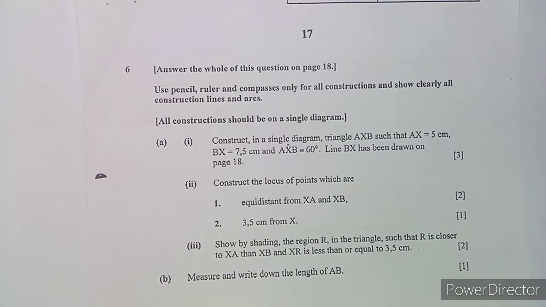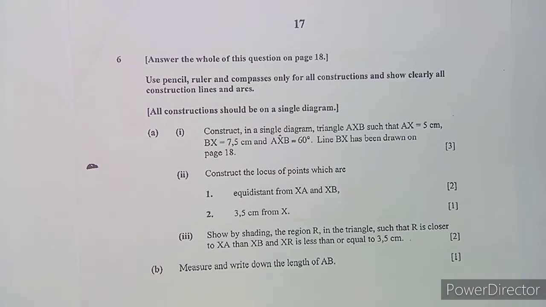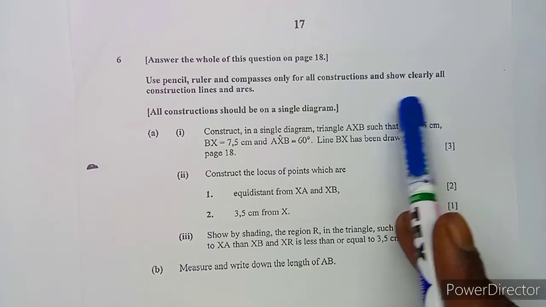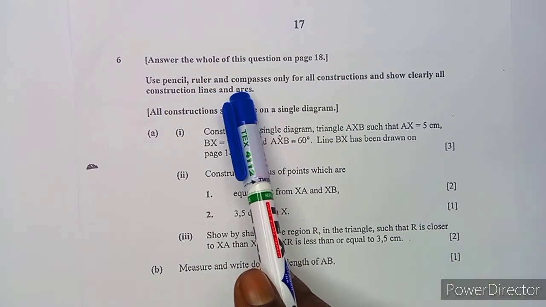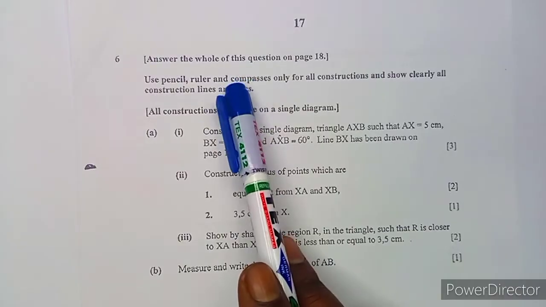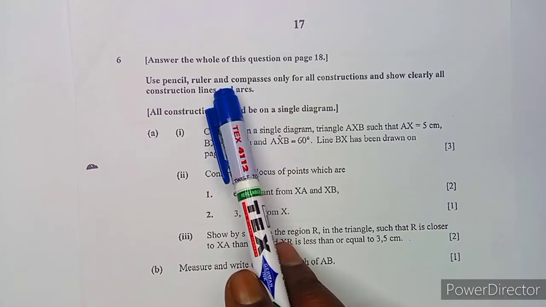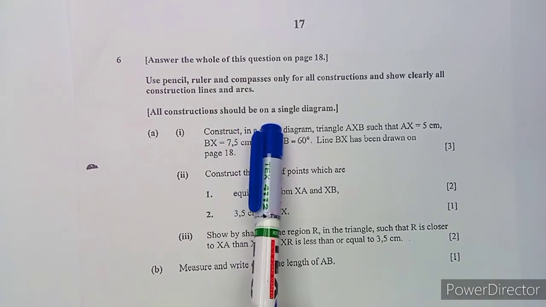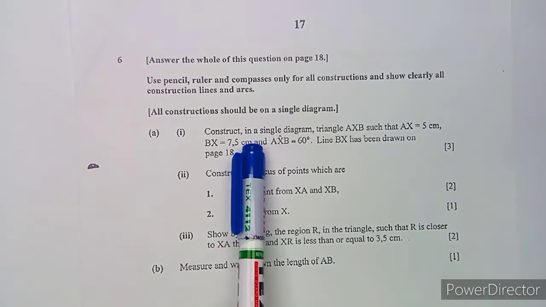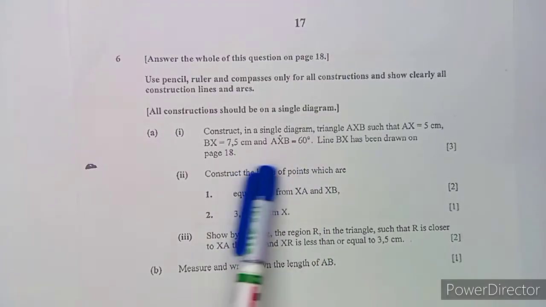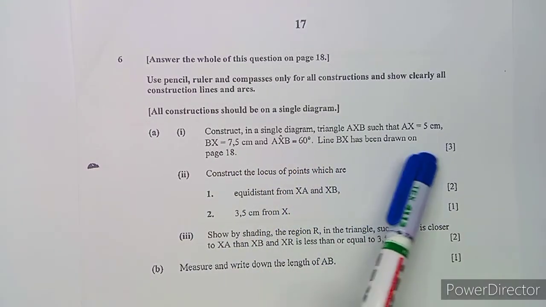Number 6, we are now given a question which is under construction, which is: use a ruler, pencil, compass, all those only for all the constructions, and clearly show. And this is actually written in bold to make sure that everything that you do, guys, is supposed to be accurate. All constructions should be on a single diagram. So we are to construct in a single diagram triangle ABX. So this is a triangle. Line BX is already drawn. Okay, so this is our BX.